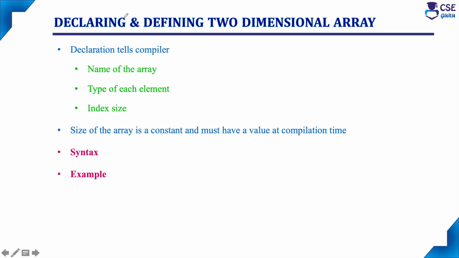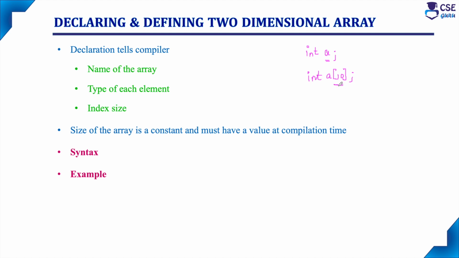Next, how to declare and define a two-dimensional array. Already we know about variables and one-dimensional arrays. If we want to use any variables or arrays, they should be declared first. A variable we declare like int a, and any variable name we can give. Arrays we declare like int a of 10, likewise. Along with the name, the size of the array we need to represent. So, this is a one-dimensional array.